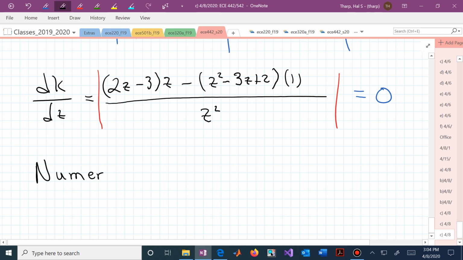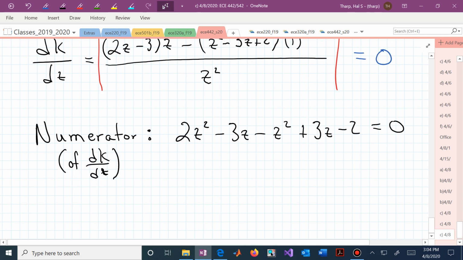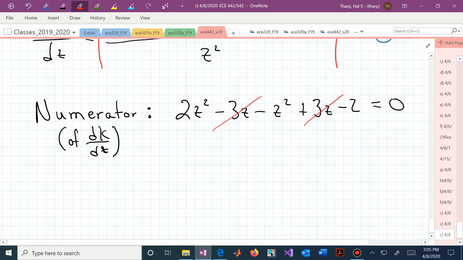If we look at the numerator, let's say of this dk dz expression, that's now 2z squared, distributing that z across those two terms, minus 3z minus z squared plus 3z minus 2 is equal to 0. We have some cleaning up to do, and now we see that 2z squared minus z squared, we end up with z squared minus 2 is equal to 0.